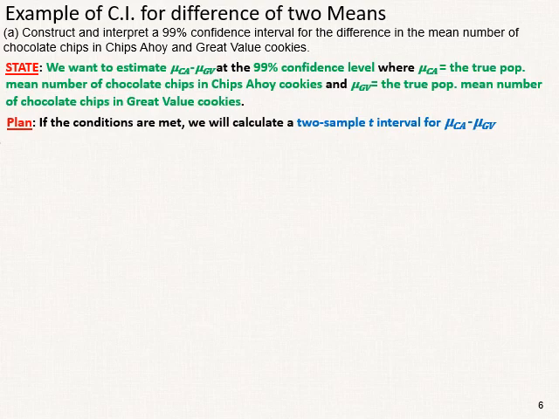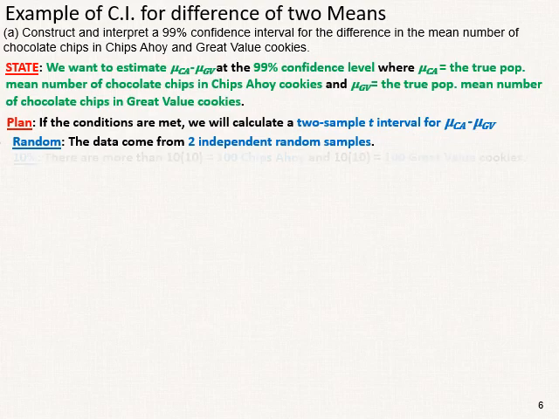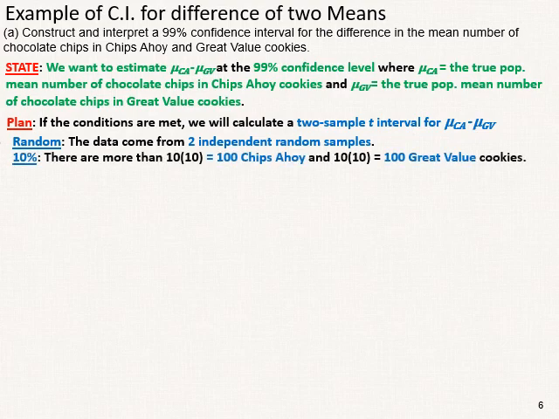All right, so the plan is we're going to do a 2-sample T interval for difference in mu's. And again, you can write out that same mu sub CA minus mu sub GV so that we're consistent. All right, and we want to check conditions. So we randomly sampled, 2 independent random samples. We can assume there's more than 100 of each type of chocolate chip cookie.